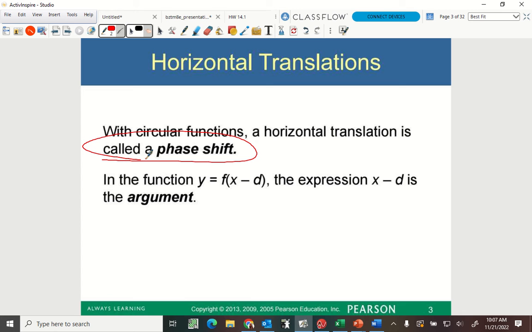All right, in the function, the expression d minus x, which is inside the parentheses, is referred to as the argument. You only are going to need to know that because some of the questions will refer to it as the argument. It's not something that's super important. Just saying that.